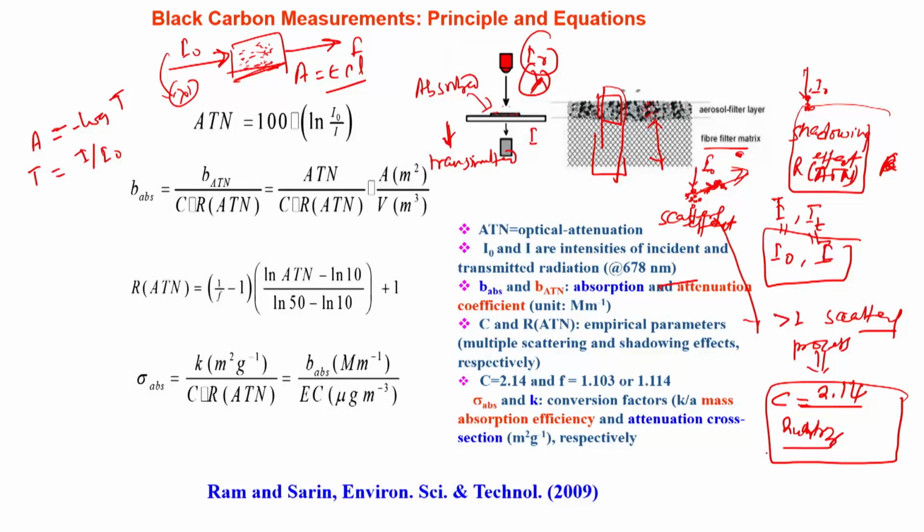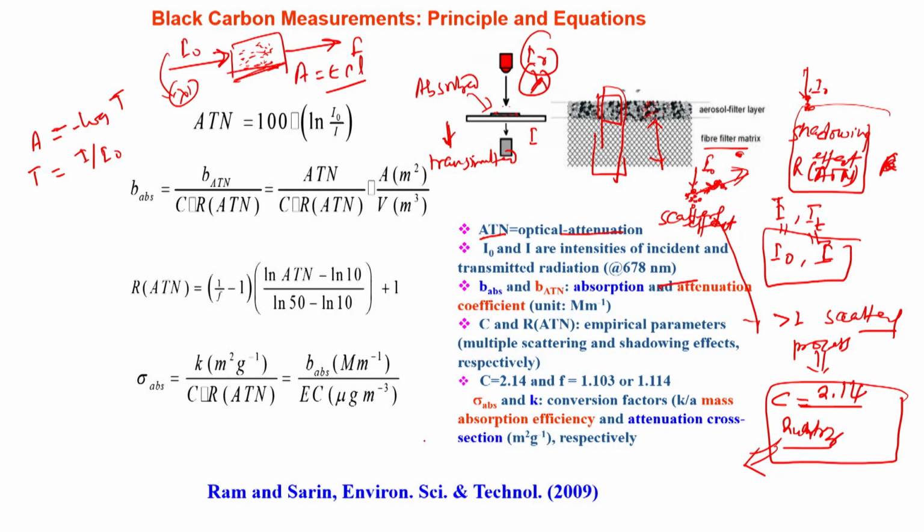This value depends on the particle and filter matrix that you have. There have been many studies, and people have reported different values, 2, 2.14, 2.5, 3, but for simplicity let's assume C equals 2.14. So you have to write this equation now. I hope you have now got the concept, and this ATN is called optical attenuation.